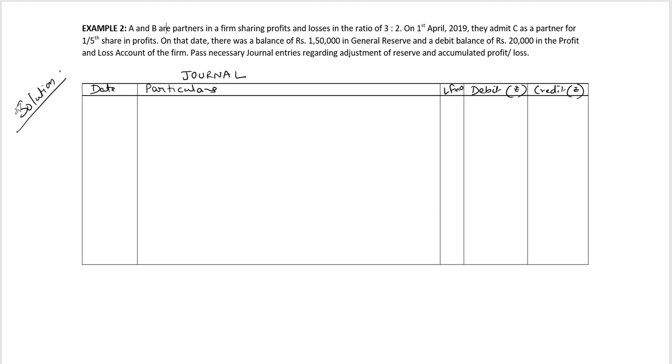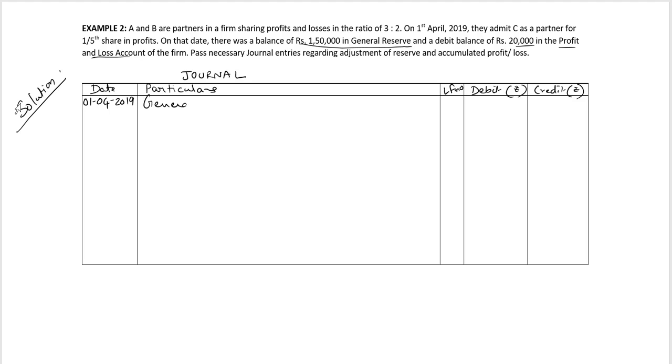There is no mention about which method has to be used, so we will use the first method. There is a 1,50,000 balance in the general reserve and there is a P&L debit balance of rupees 20,000. We'll treat the general reserve separately and the accumulated loss of rupees 20,000 separately. The date of admission of C is 1st April 2019.